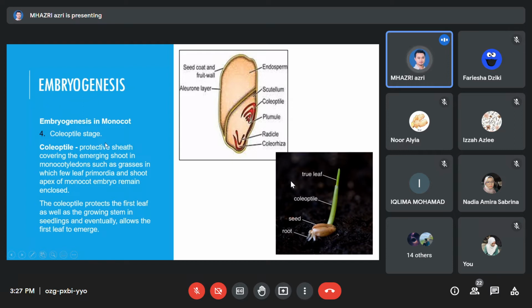The coleoptile is a protective sheath covering the emerging shoots in monocotyledons such as grasses, in which a few leaf primordia and the shoot apex of the monocot embryo remain enclosed. So the coleoptile protects the first leaf as well as the growing stem in the seedling and eventually allows the first leaf to emerge. If we compare to dicots, dicot embryogenesis will not develop this structure, the coleoptile.